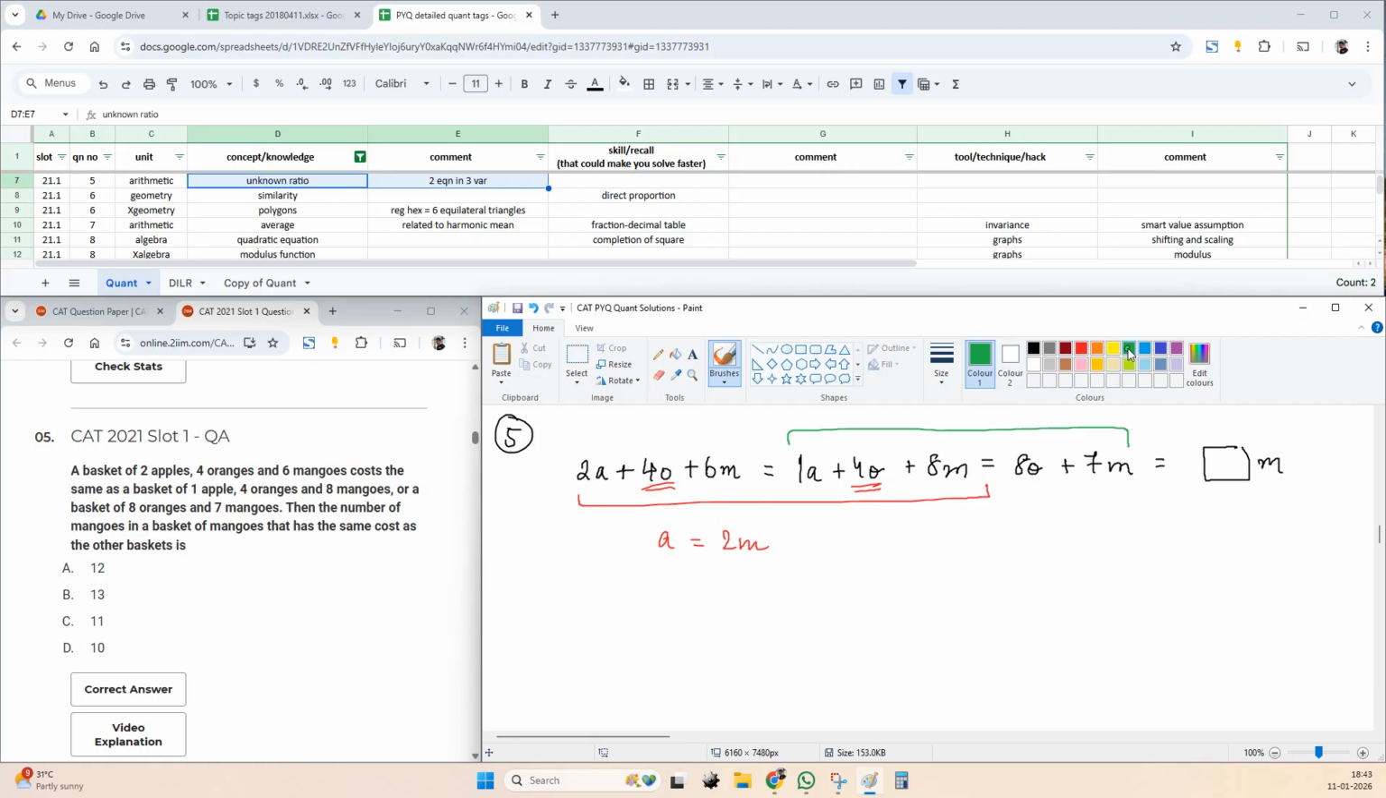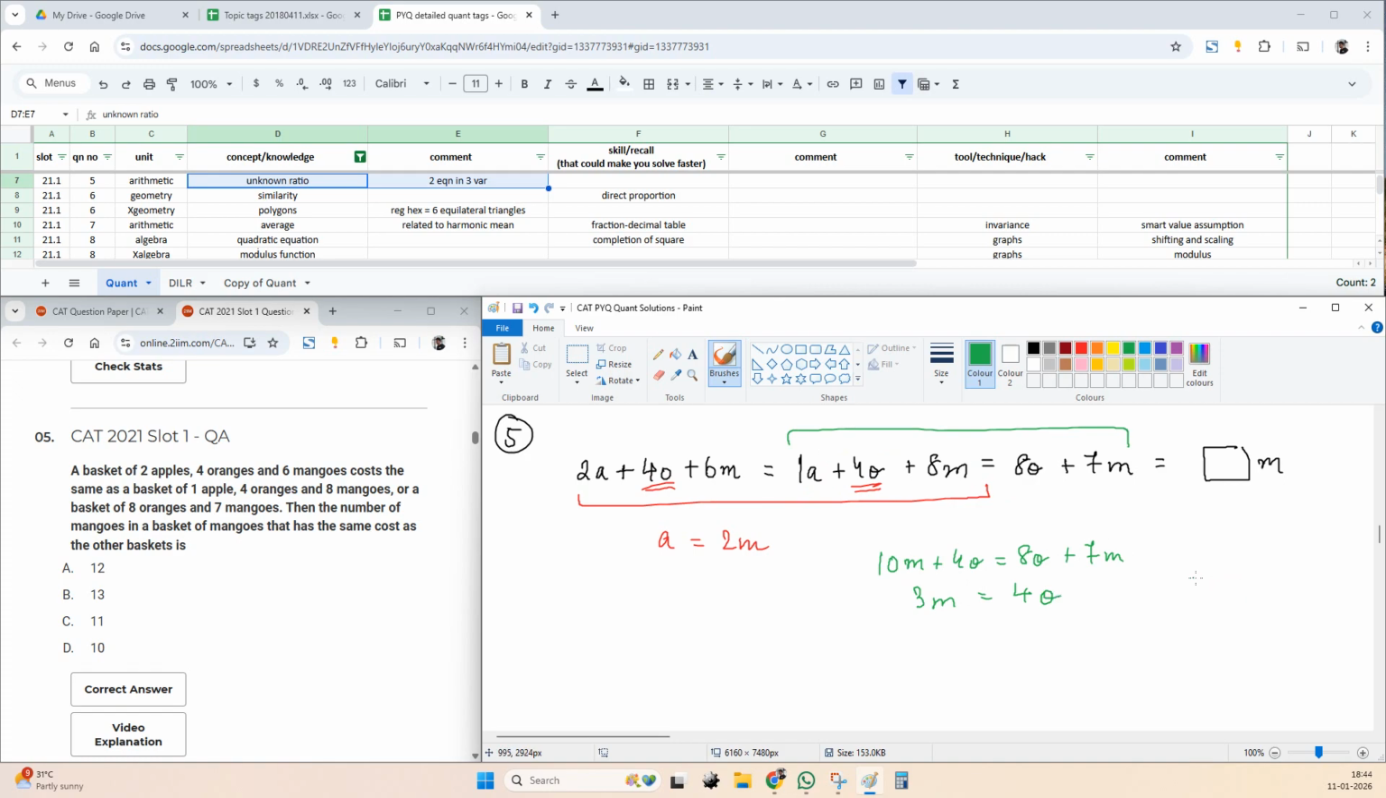If you take that and substitute it either here or here, what are you going to get? Let's say you substitute it here. Instead of 1A, you will have 2M. And so the equation is now 2M plus 8M is 10M. 10M plus 4O is on the LHS. On the RHS, you have 8O plus 7M. Again, you isolate the M terms and the O terms. You would have 3M is equal to 4O.